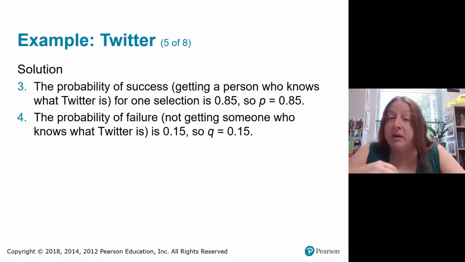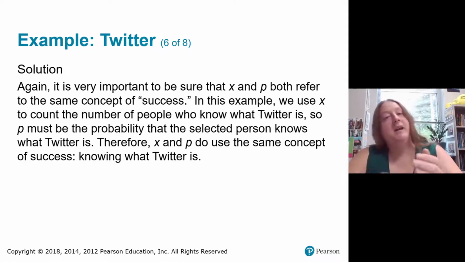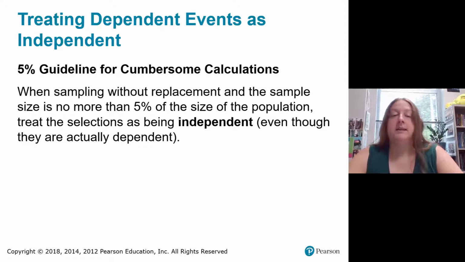So since we now know that the probability of success corresponds to the probability of knowing about Twitter, then our probability of success, or lowercase p, is going to be 0.85. And the probability of failure is going to be 1 minus p, which is 0.15. So q, the probability of a failure, will be 0.15. Again, make sure that x and p are talking about the same thing, that they're both referring to whatever you have decided is going to be a success, and make that note if you need to do so.